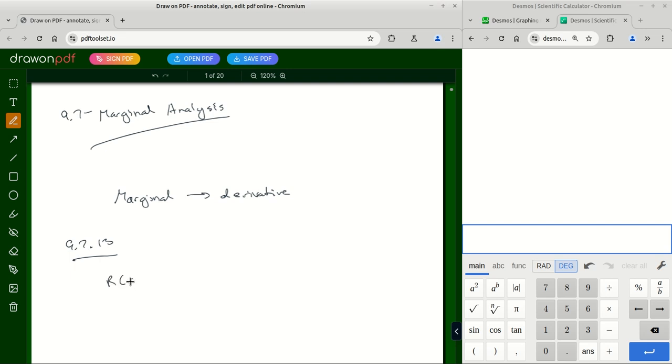I got R for revenue is equal to 8x minus 0.03x squared, and we're finding R prime. So that's an 8, and then the 2 comes down to make it 0.06. Leave the x alone because it's a 1 power now. And boom, you're done. We just found marginal revenue.